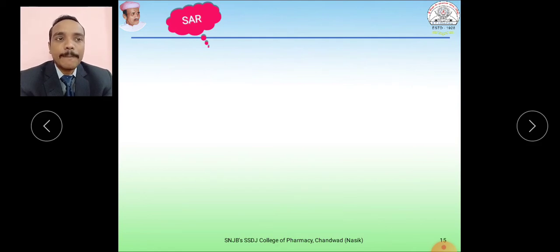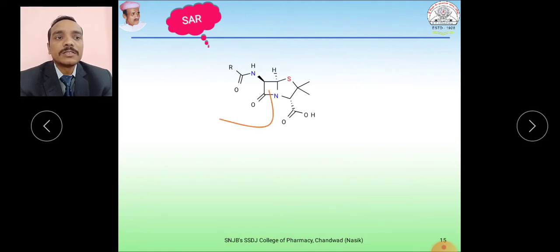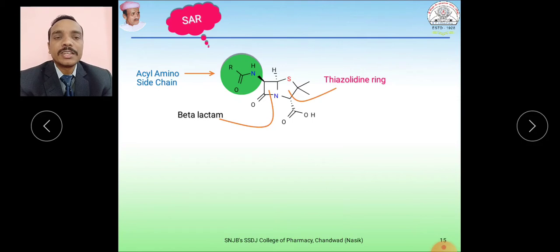Now coming to the SAR, this is the general structure. This is the beta lactam ring. The second heterocyclic ring, which is fused to the beta lactam ring, is the thiazolidine, and that gives us penicillin. And the third part is the acyl amino side chain. So these are the 3 important parts of the penicillin structure: beta lactam ring, thiazolidine, and acyl amino side chain. The thiazolidine ring, beta lactam ring and NHCO are a common part in all the structures of penicillin analogues. We just need to modify this R and we get a number of molecules.